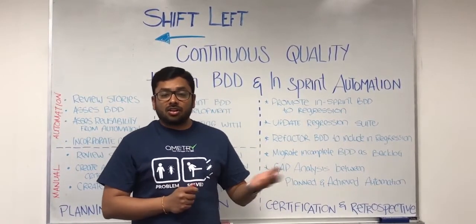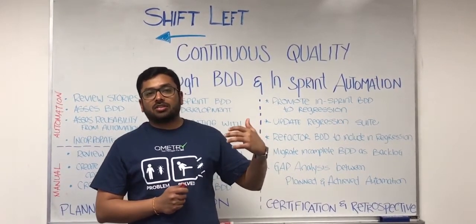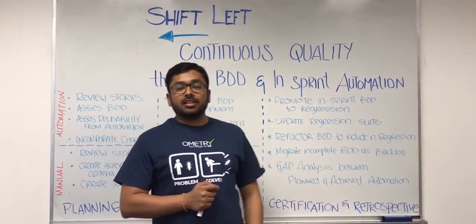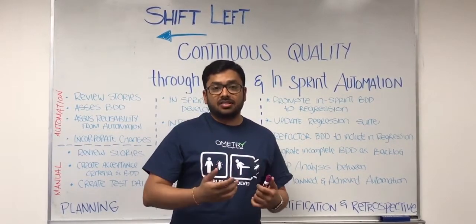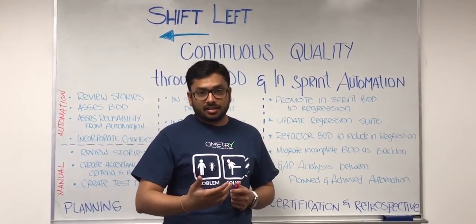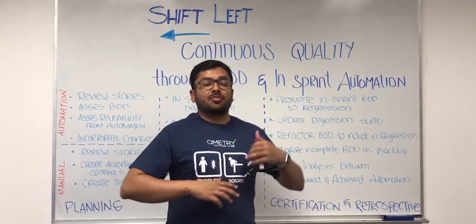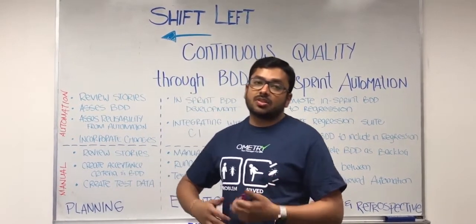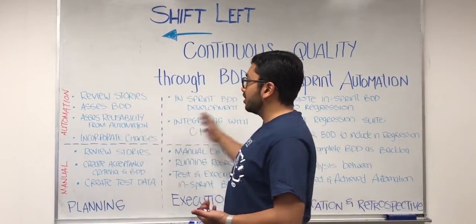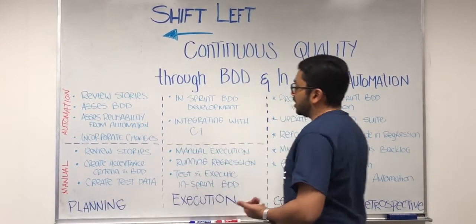Alright, so we saw what in-sprint automation or in-sprint testing looks like. Now let's look at the different activities that are part of in-sprint testing for the manual test team as well as the automation test team, and what the different activities are at each stage.